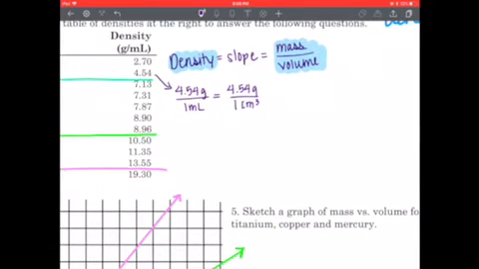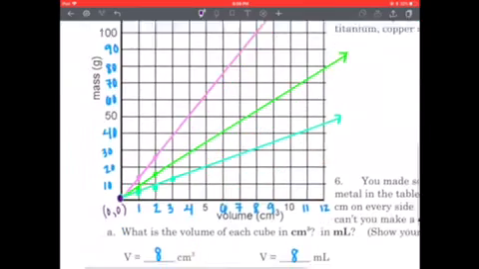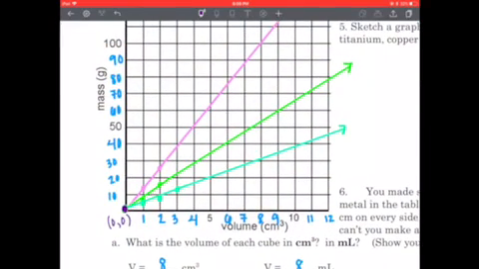So as far as how to plot this slope on a graph, my rise is going to be up 4.54 grams, and my run is going to be over 1 centimeter cubed. Now I'm going to have to estimate a little bit because my tick marks on my y-axis, or my mass axis, go up by tens, and on my volume axis it goes over by 1. So my first point, I'm going to estimate up at about 4.54, knowing it's not going to be perfectly accurate, and that's okay. And I'm going to go over 1.